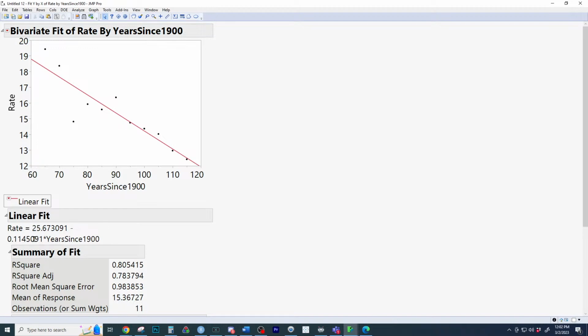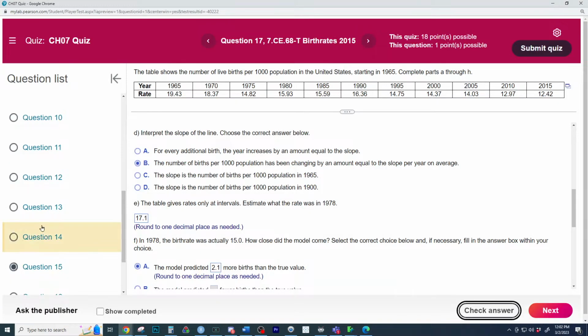So make sure to know how to interpret these coefficients. You will be asked to write them out on the test. This right here is the predicted value for 1900 because when x is equal to 0, there'd be 0 years since 1900. So when x is equal to 0, there we would have a prediction of 25.67 for the birth rate. Good stuff right there.